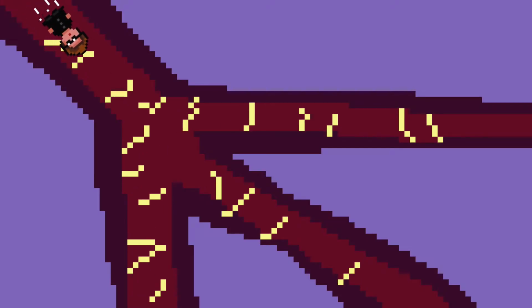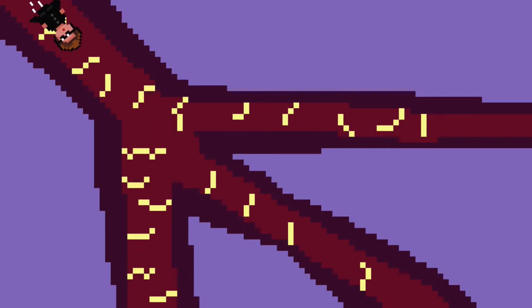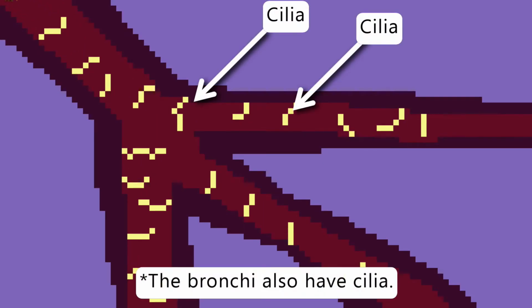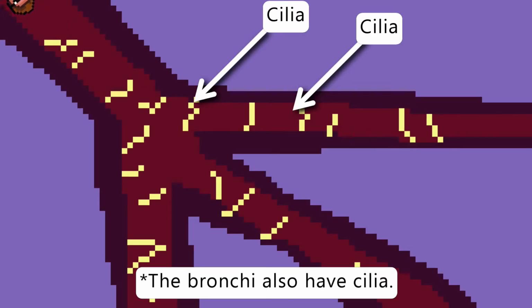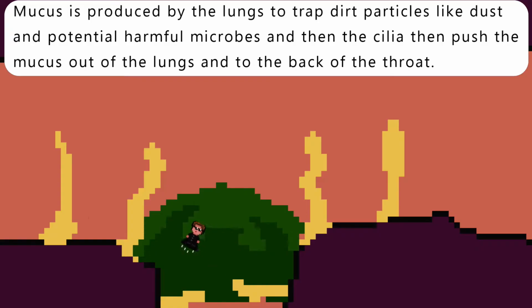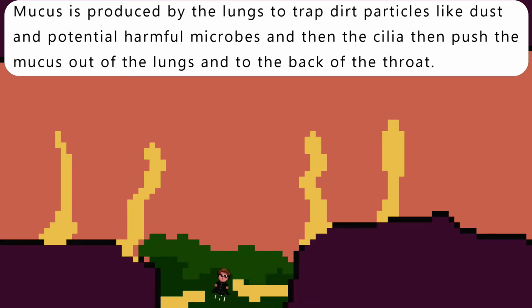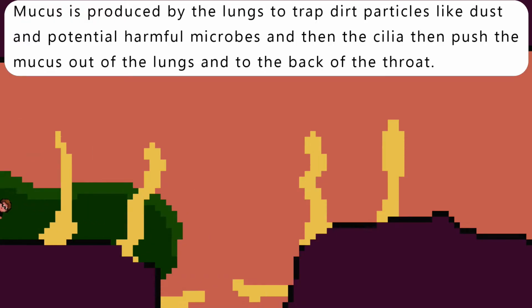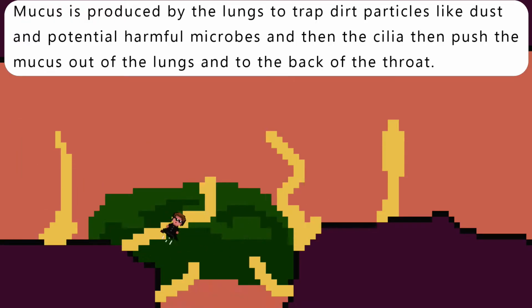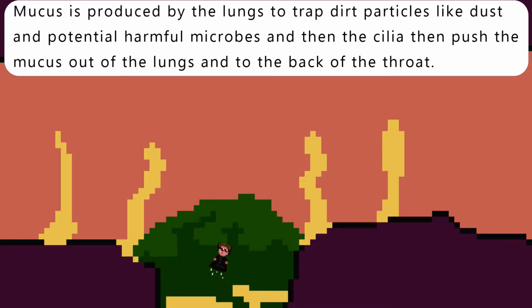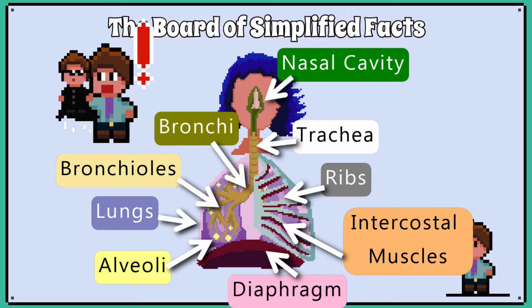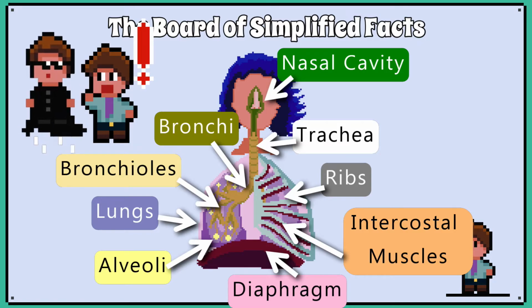The lungs are also adapted to keep foreign objects and microorganisms from entering them. Cilia line the bronchial walls and are hair-like structures which can flick back and forth. Mucus is produced by the lungs to trap dirt particles like dust and potential harmful microbes, and then the cilia push the mucus out of the lungs and to the back of the throat. It is much easier to cough up mucus that has been forced to the upper areas by your cilia.